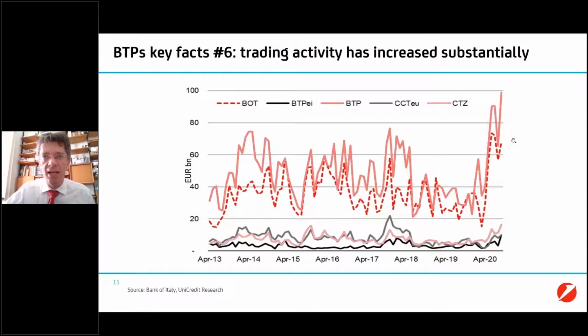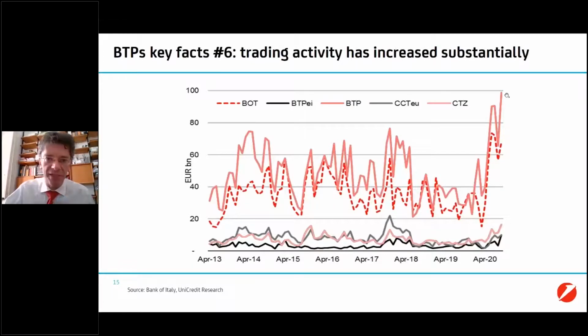The other side of the coin is we had a very strong increase in trading volumes, possibly also because the Italian market is very liquid and is one that ensures the presence of derivatives, which can make it easier for market makers to trade the market. But as you see in this chart, particularly for BOTs and BTPs, which are the asset classes which attract more diversified type of investors, there was a massive increase in trading activity.